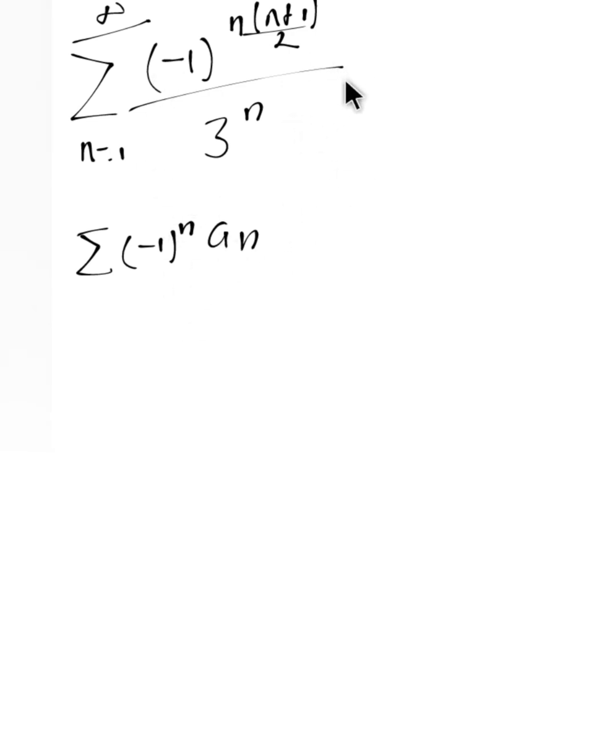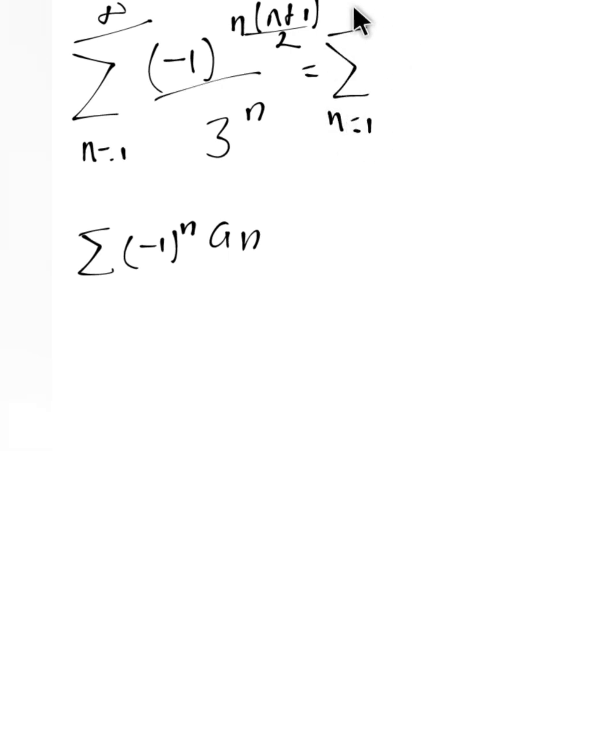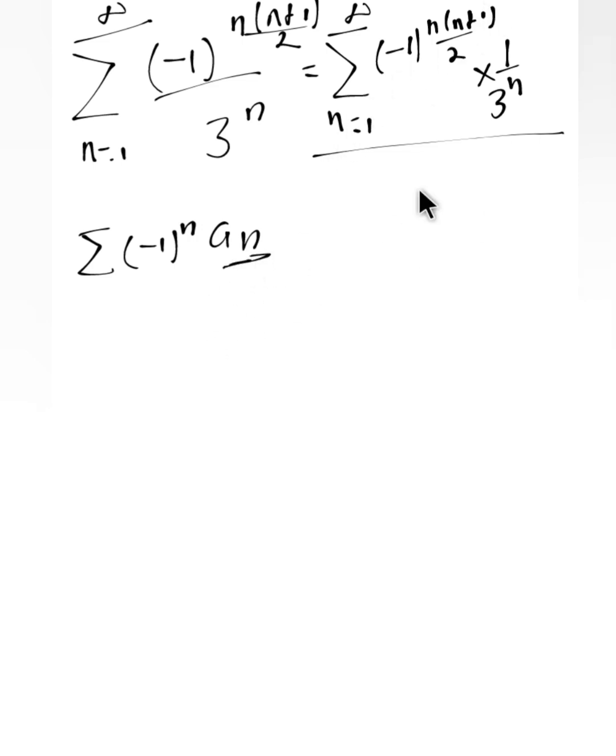If you observe, we can simplify this expression to the summation from n equals 1 to infinity of minus 1 all raised to the power of n times n plus 1 all over 2, times 1 over 3 raised to the power n. These two expressions are the same. When we compare this expression with the form of the summation of minus 1 raised to the power n, we have something similar here. So an will be equal to 1 over 3 to the power n. Hence an, which is the sequence, is equal to 1 over 3 raised to the power n.